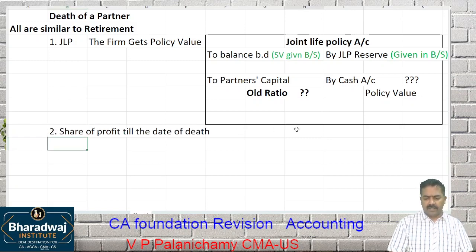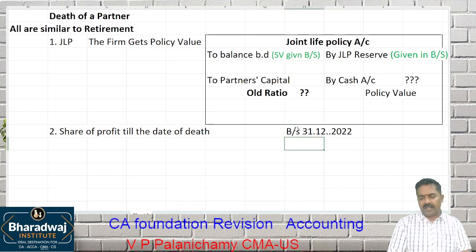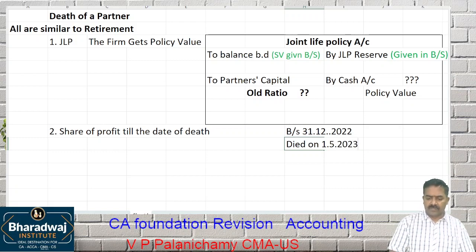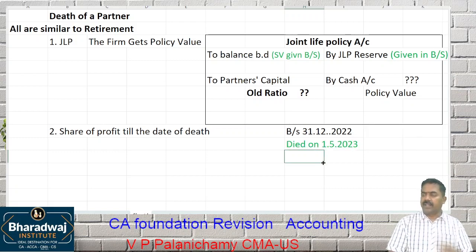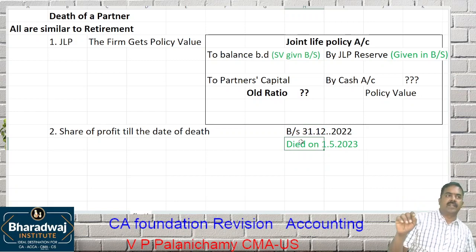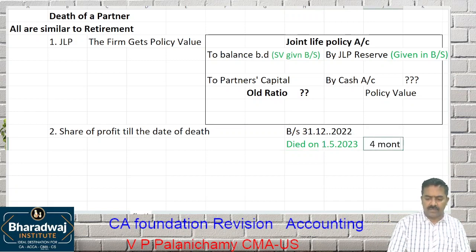For example, the balance sheet was given on, let us assume, 31st December 2022. A partner died on, let us assume, 1/5/2023. How many months later did the partner die? We prepared the balance sheet in December. The partner died on 1st May. How many months after the balance sheet? 4 months. How to find out the profit for these 4 months?